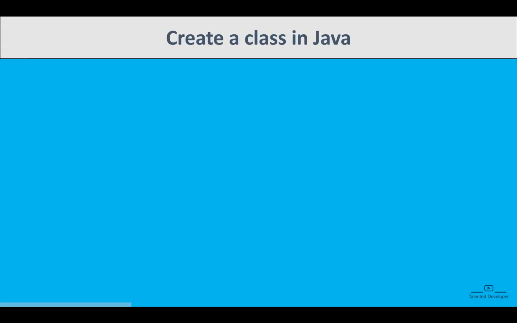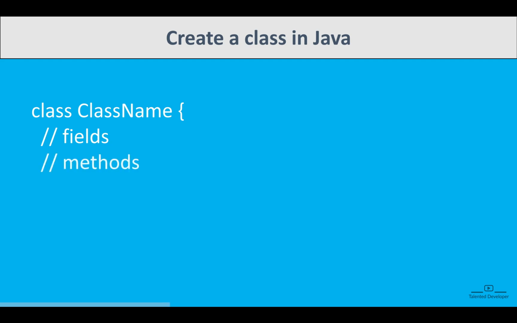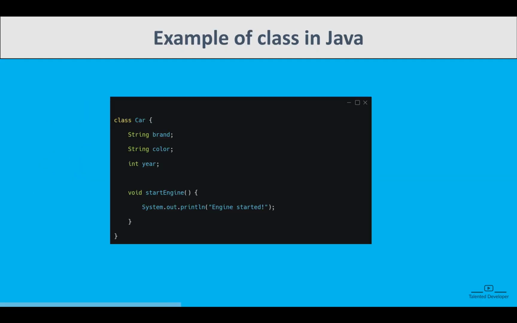So how can we create a class? In Java, a class is defined using the class keyword followed by the class name. Class names always start with a capital letter. Inside the class, you can declare instance variables, or I can say properties of the object, and methods, which are the behavior. So let's see how we can create a simple class of a car.